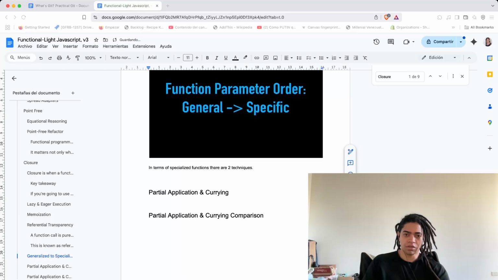Why couldn't I just pass add as my mapper function? Because the shapes are different.